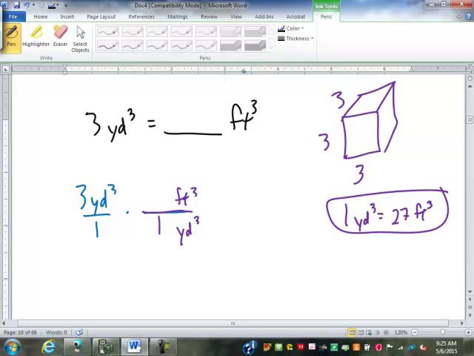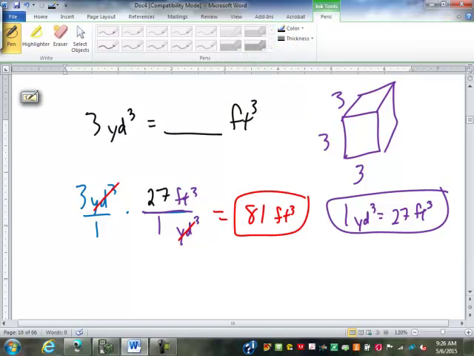We already went over this, but in theory it could go beyond 3. Yeah, the whole fourth dimension. But when we're doing measurements, there's really no practical use. So put our 27 in there. Cubic yards cancel. 3 times 27 is 81 cubic feet. What do you think? Can we handle the measurement conversions? Okay.